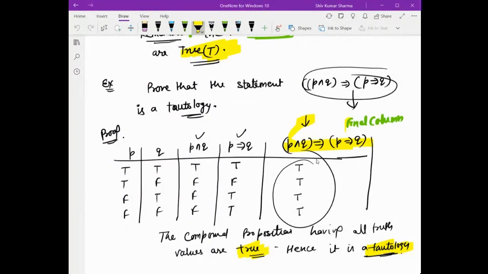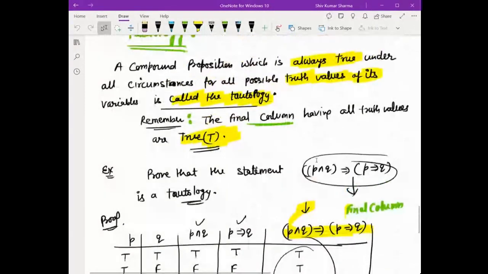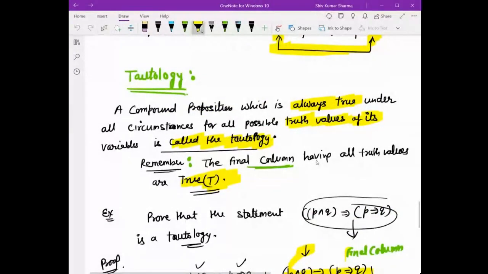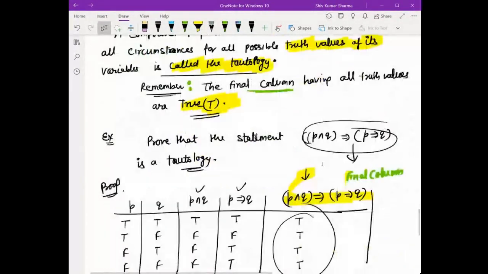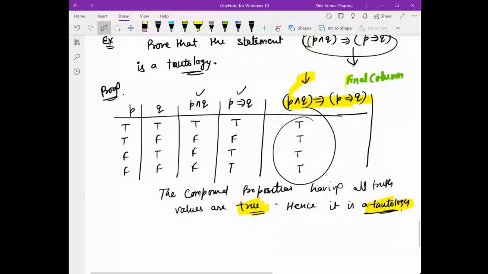Okay. So this is the first definition, that means the definition of tautology. Now moving to the second definition, contradiction.